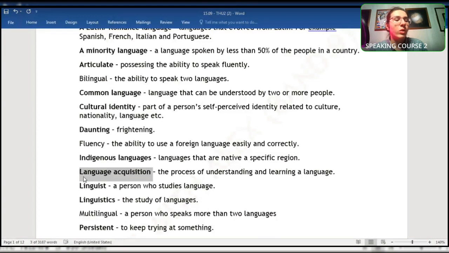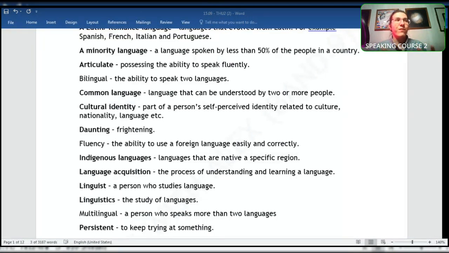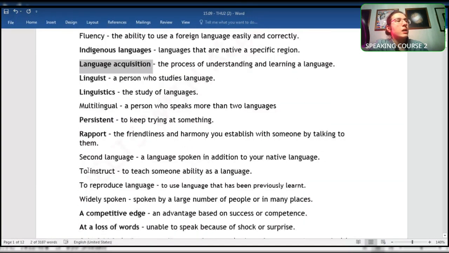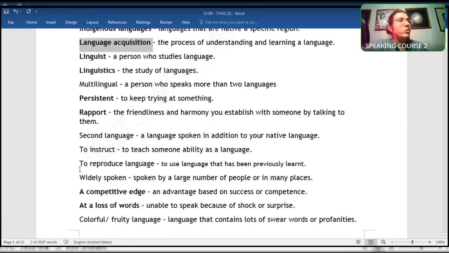Whenever you are learning only in the classroom, not through language acquisition, you only have, let's say, 1 or 2 hours every single day in order to learn. That's so much less than if you are learning every single day from outside of the classroom. So that's why I really support different kinds of language acquisition techniques. Let's keep going. Reproduce language.